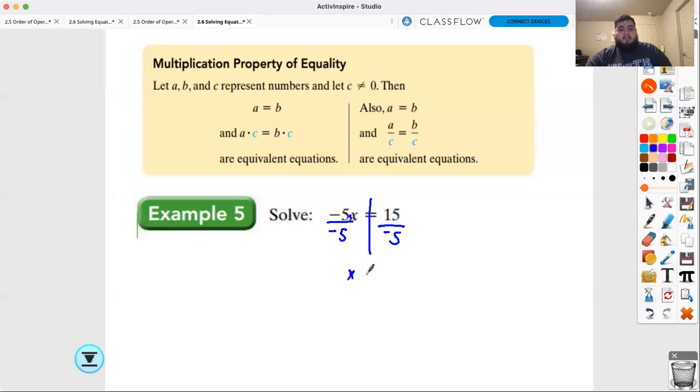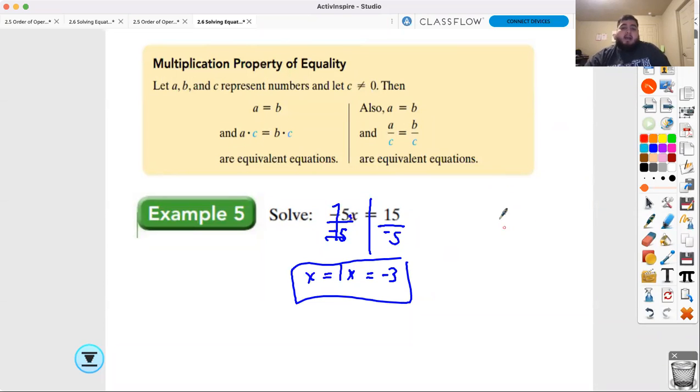And then I get x is equal to, right? Because -5 over -5 becomes a big 1. And then 1x is the same thing as x. So you don't have to write the 1. 15 divided by -5 is -3. So that is the solution I have so far, -3.